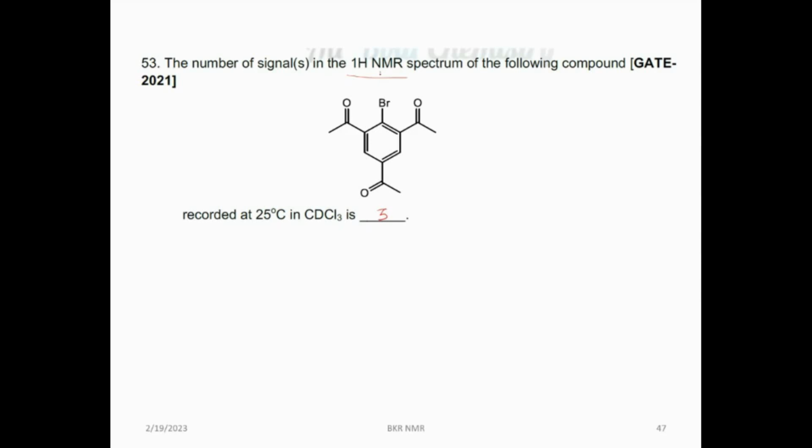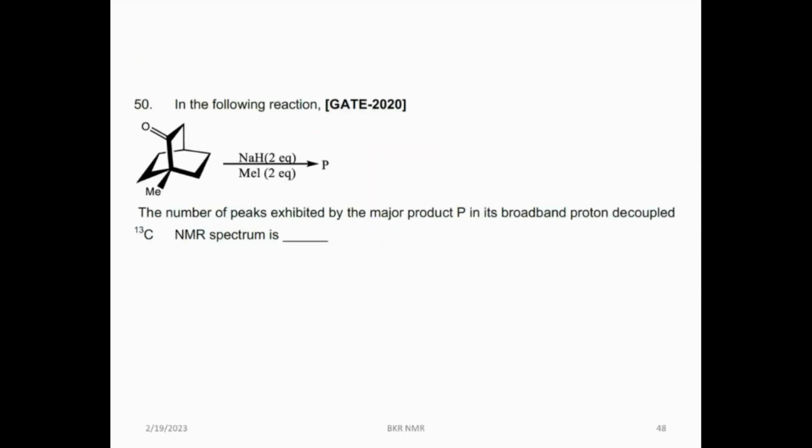Okay, so I can cut the molecule. So this is a bent molecule. So these two are the same. That's 1. These two are the same. That's 2, and this CH3 is 3. Very good. So 3 is the right answer. Full 2 marks. Very good.